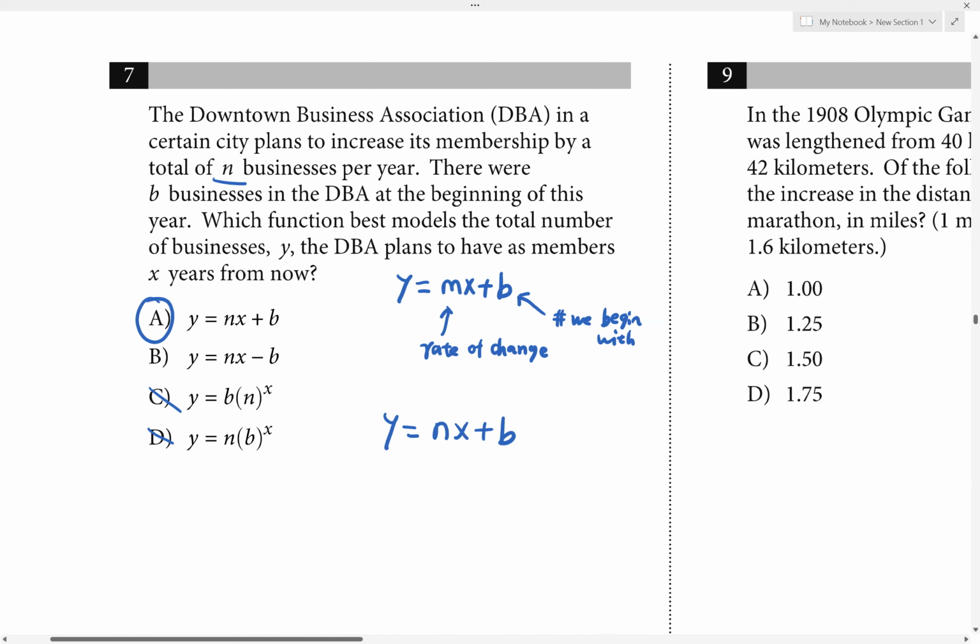Okay, so we're not going to subtract B because we're starting with B number of businesses and that should be a positive number, right? So we're starting with a positive number, so it should be a plus B in the end. So that's why the answer should be letter A for question 7. If it's helpful, pick some numbers for N and B, use some actual numbers to write the equation, you can also do that as well. Okay, so that should be question 7.